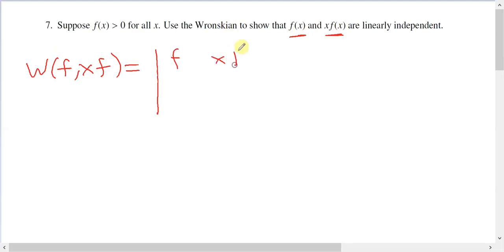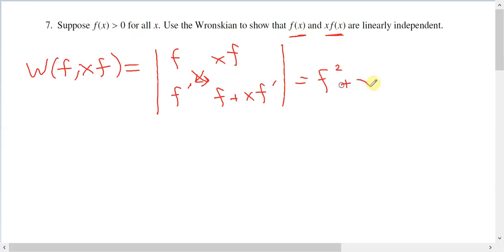Remember, you put your functions and then you take their derivatives. So this will just be f prime. This will be a product rule, so it's going to be 1 times f plus x times f prime. And then you take the Wronskian, which is these diagonal products. So what I'll get is f times f, which we can write as f squared, and f times this thing. I'll write it like that. And then you subtract. Well, this direction you get x f f prime.